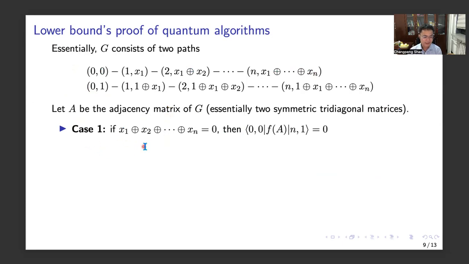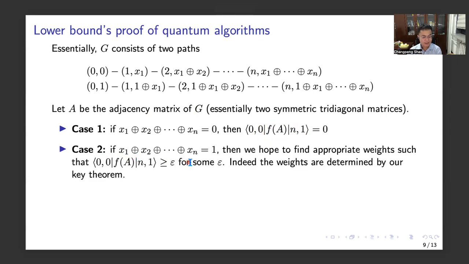Okay, let's consider the problem. In the first case, if the sum of them is 0, then as you can see, 0, 0 and n0 are connected. 0, 1 and n1 are connected. So 0, 0 and n1 are not in the same path. So this quantity is always 0.